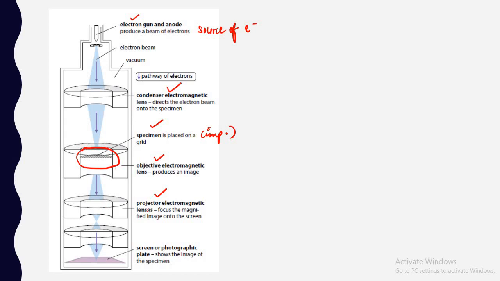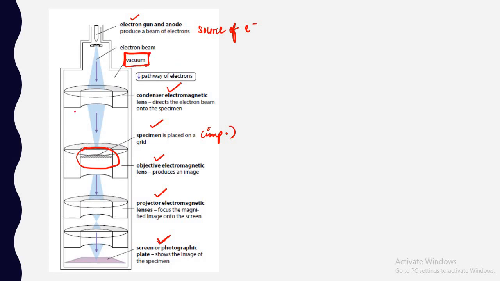The projector lens's role is what? It just focuses that magnified image on the screen or the photographic plate, which shows the image of the specimen, and later through this photographic plate we can see it with our eyes. The image is not directly formed in our eyes, whereas in the light microscope the image was formed in the eye.